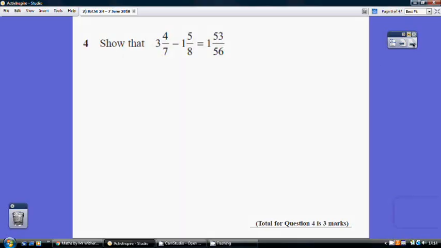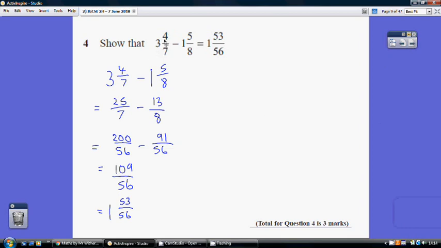Question 4. So 3 4/7 is the same thing as 25 over 7 when we make it into an improper fraction. 3 7s are 21 and add the 4 to get the 25. And 1 5/8 is 13 over 8. 1 times 8 is 8. Add the 5 to get the 13. Now, in order to subtract fractions, you need a common denominator. You need the same number on the bottom.